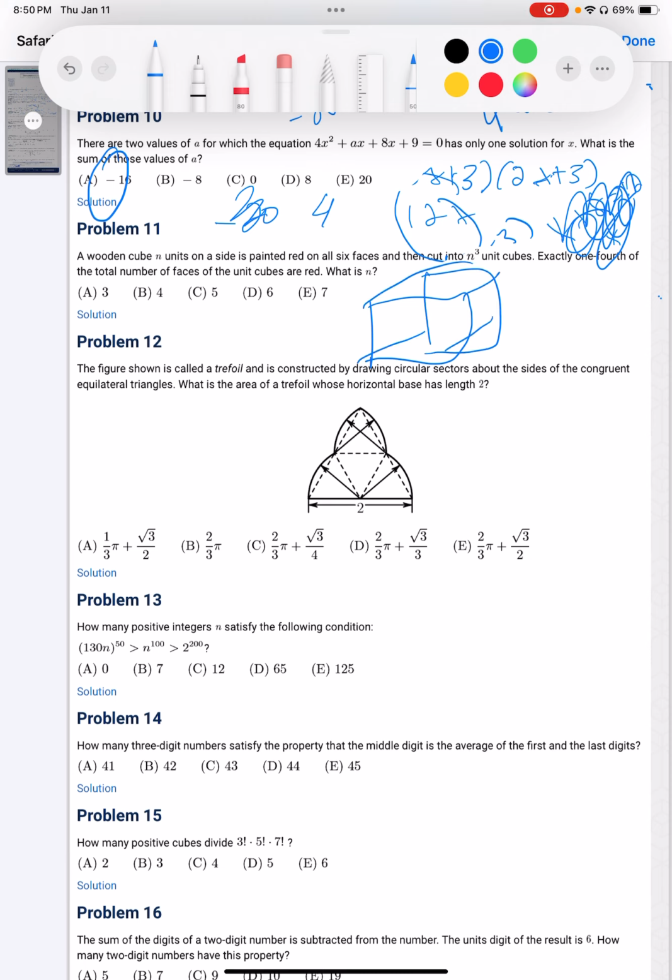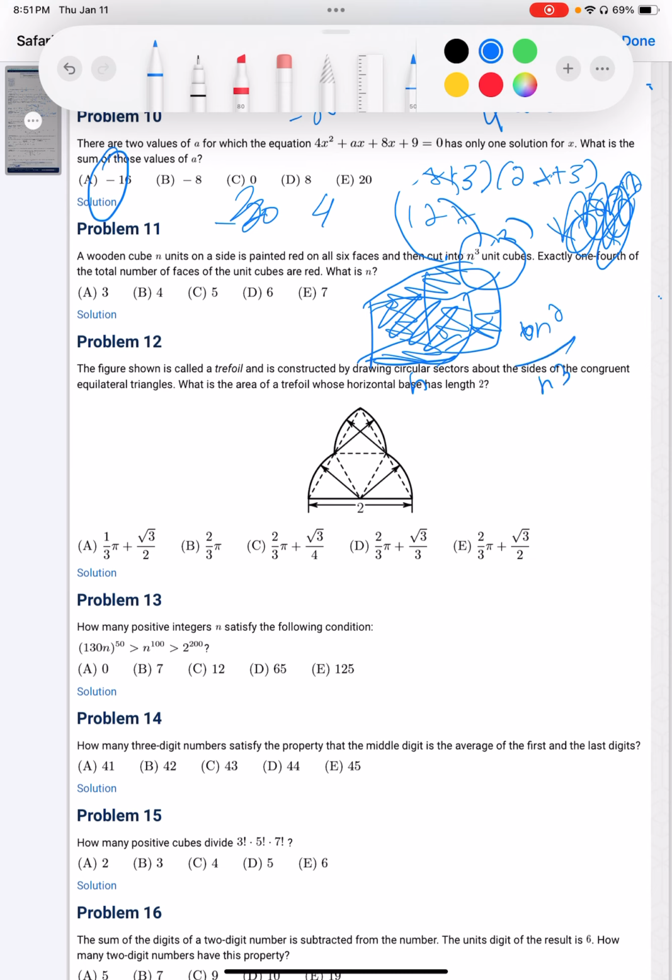A wooden cube n units on a side. So it's a wooden cube like this guy. So it's n units on a side. This is n units. And then it's cut into n cubed unit cubes. And then basically, 6n squared is the total surface area. And then we're cutting this basically into n cubed unit cubes, right?